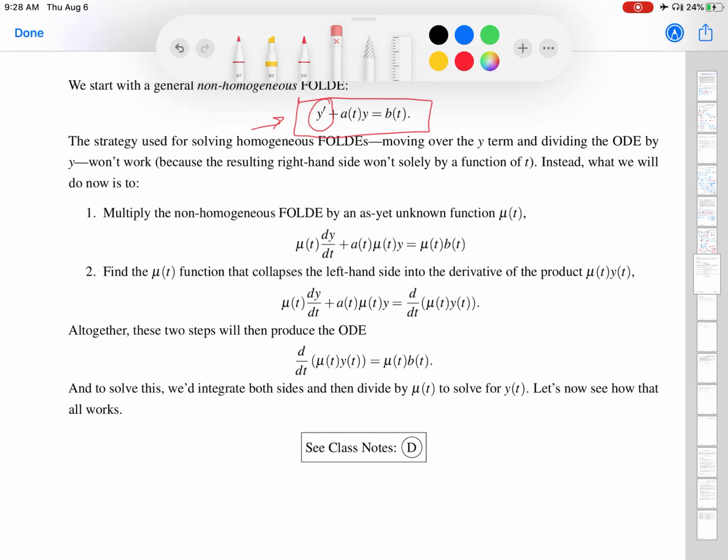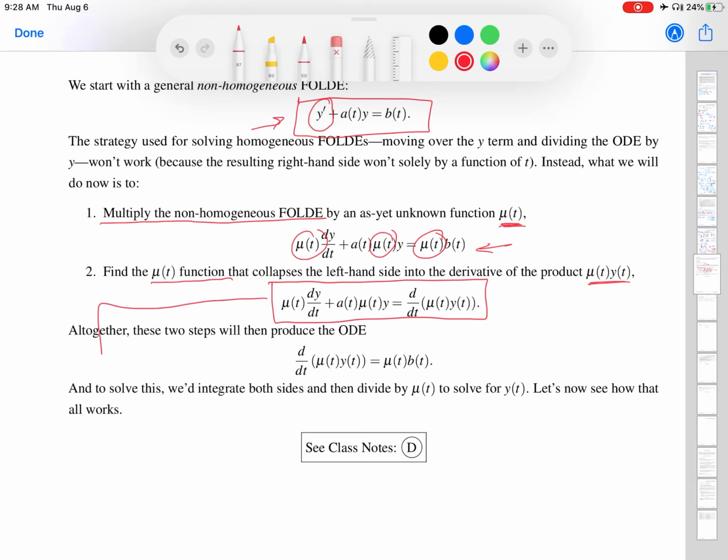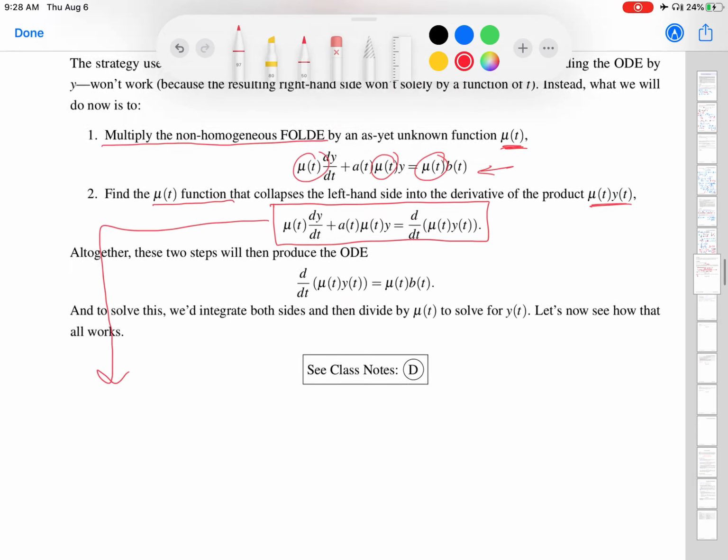So the first step that we talked about in this process was multiplying the non-homogeneous ODE by some unknown function mu. Great, so that's just when you multiply every term by mu. And the second step: find the mu function that collapses the left-hand side into the derivative of the product, mu times y. So this is where I want to start, right? This equation is how we are going to figure out what mu of t is.